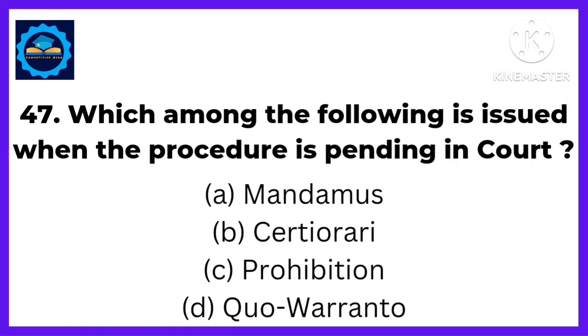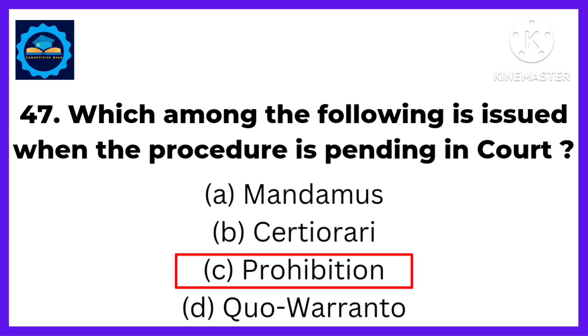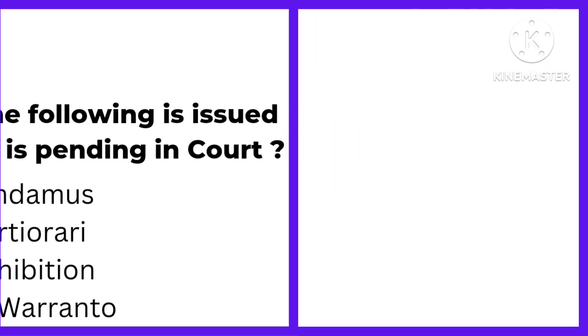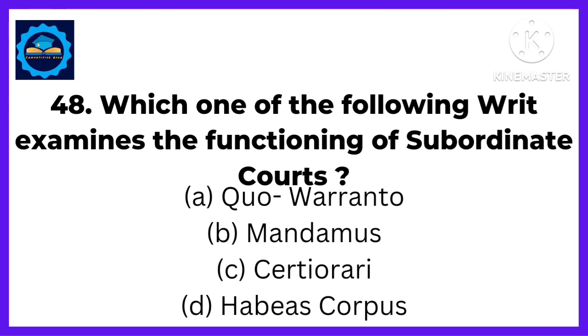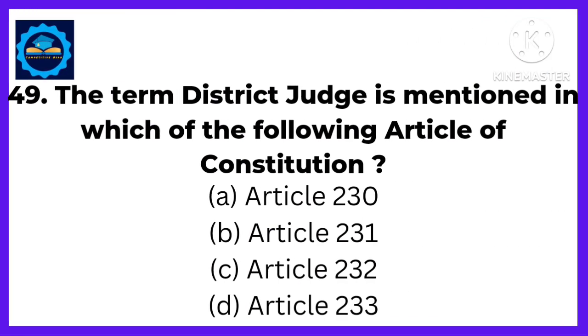Next, which among the following is issued when the procedure is pending in court? Answer: Prohibition is issued when the procedure is pending in the court. Next, which one of the following writ examines the functioning of subordinate courts? Answer: The writ certiorari examines the functioning of subordinate courts. Next, the term district judge is mentioned in which of the following article of the Constitution? Answer: Is mentioned in the Article 233.